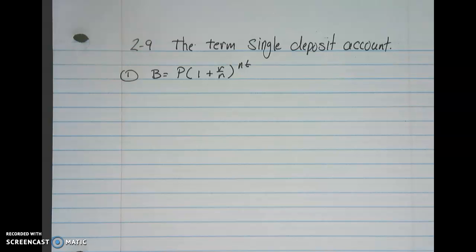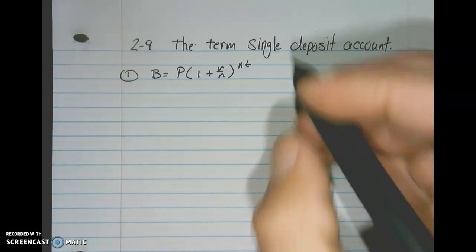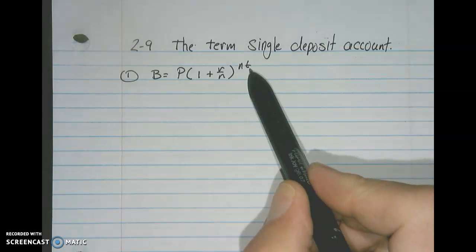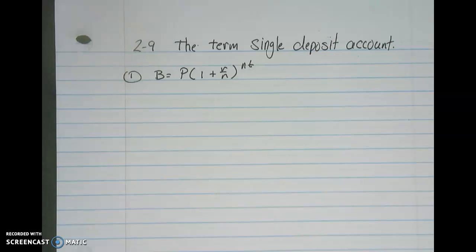All right, so what we're looking at today is the term of a single deposit account. So what that means is we're actually going to be either solving for the N or the T, well, most likely just the T, okay? So we're going to be working with our compound interest, okay?